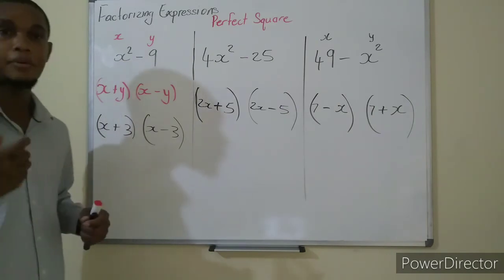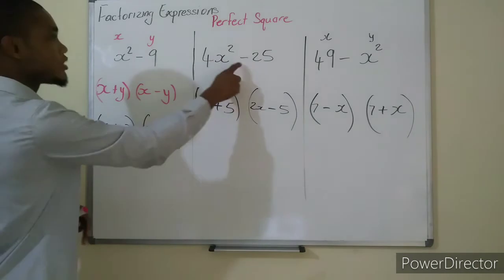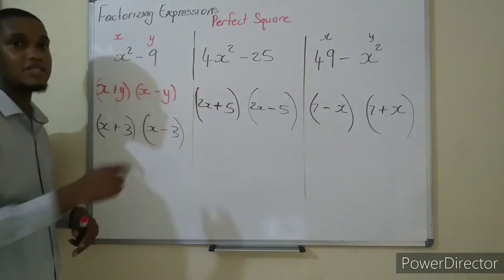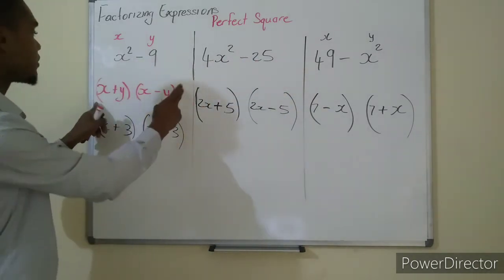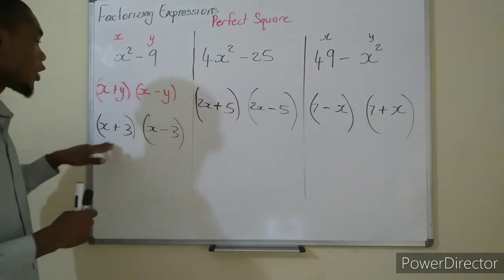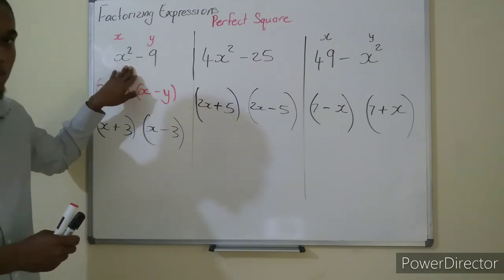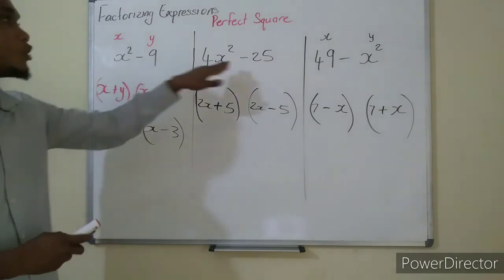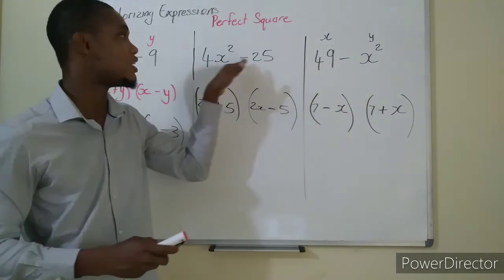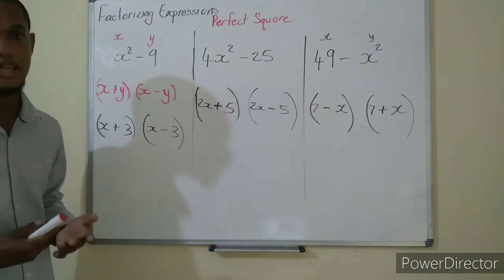And kindly note as well that for perfect squares, you realize that these are all minus signs. So for it to be a perfect square, the signs must always be minus. If the question has a plus sign in it, you will not be able to apply this formula to solve it because when you work it out, your answers will be different from your original question. So perfect squares are usually questions with negative or minus signs between the terms of the expression.